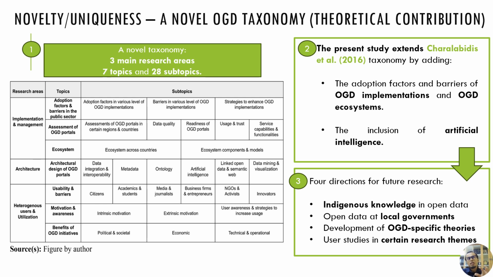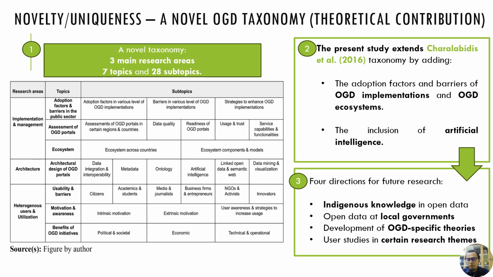The novelty or uniqueness of this study is that we come out with a novel taxonomy of open government data that has 3 main research areas, 7 topics, as well as 28 subtopics. When we introduce this taxonomy, we in a way extend Cara Lavide's 2016 taxonomy. We added 2 items, as what you see: number 1, adoption factors and barriers of OGD implementation, and number 2, the inclusion of artificial intelligence.